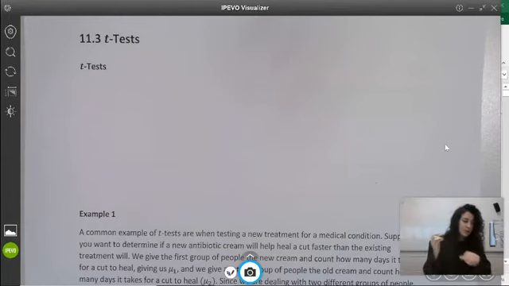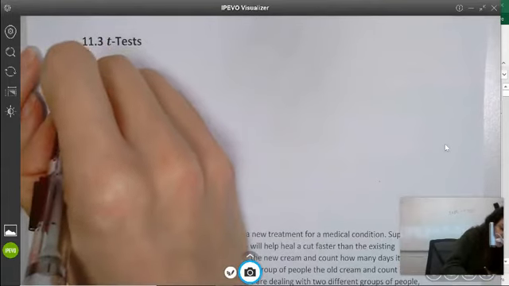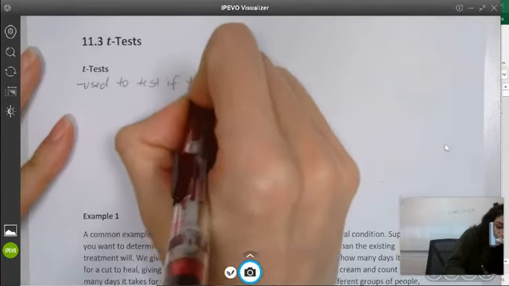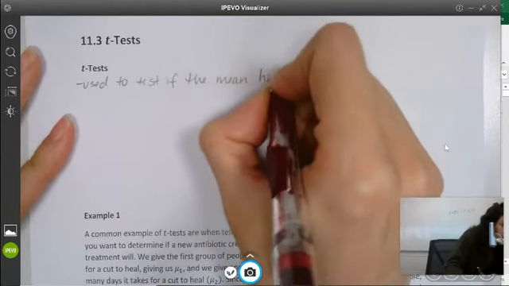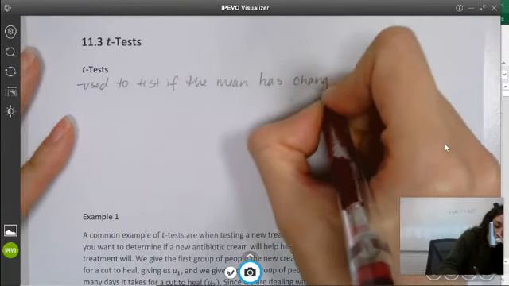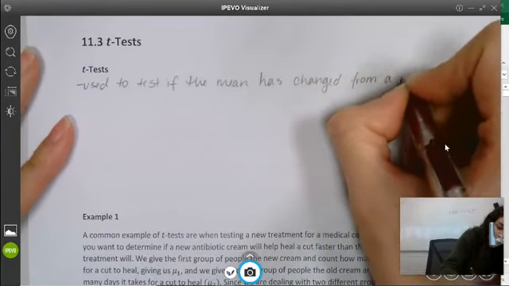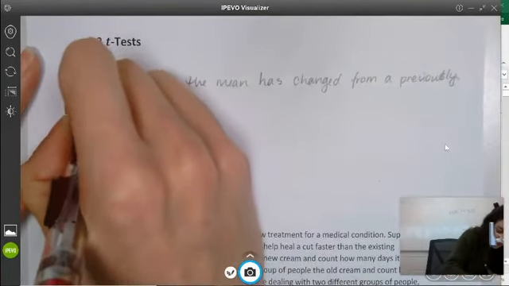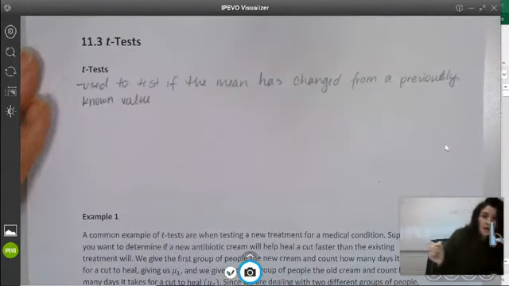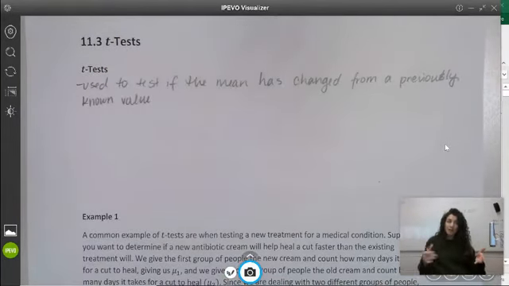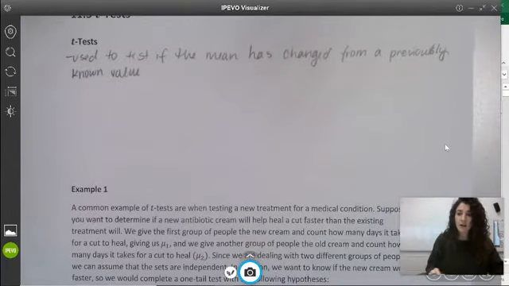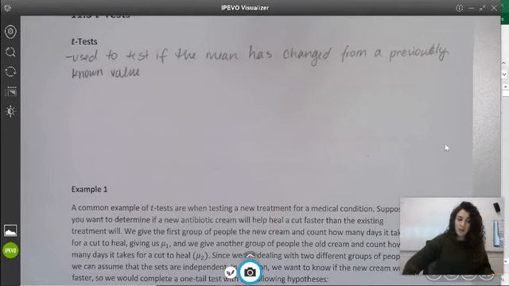And the t-test is a test that we calculate to test if the mean has changed from a previously known value. In other words, we're just comparing averages. It's very applicable, very usable. You'll see all the real world applications of why we would carry through this test in our problems below. But we definitely use this a lot in the real world.